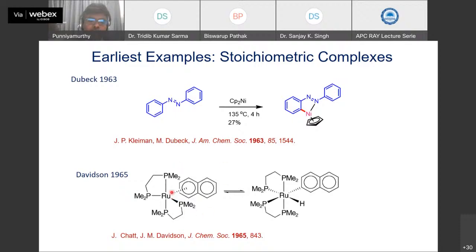In 1965, the activation of the naphthalene beta CH bond was shown using a ruthenium phosphine complex. You can see here, this is an aryl metallic complex. This is stoichiometric. However, this is the beginning of CH activation using a directing group.